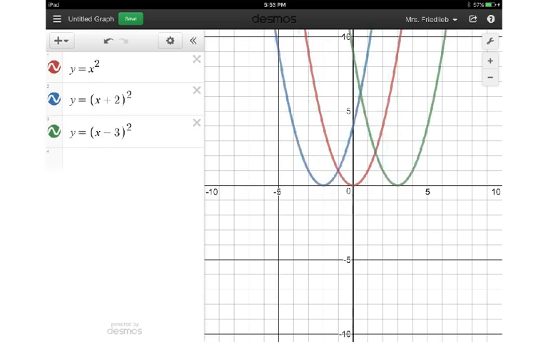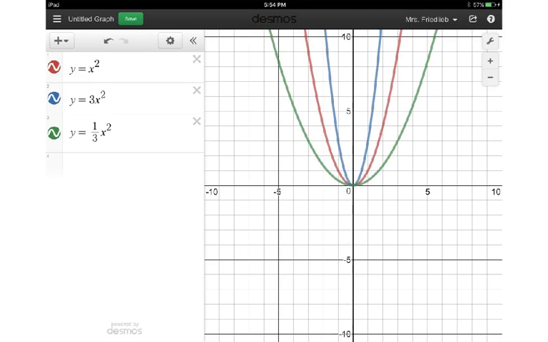Here are transformations left and right. The red graph is still the parent function. The blue graph, y equals x plus 2 squared, is the one that's been shifted 2 units to the left. And then the green graph, y equals x minus 3 squared, is the one that's been shifted 3 units to the right.